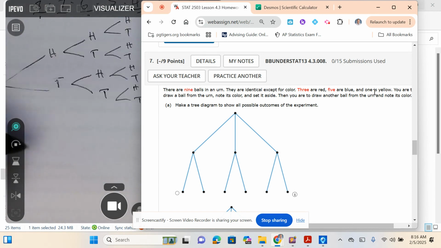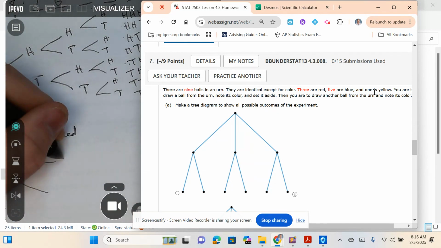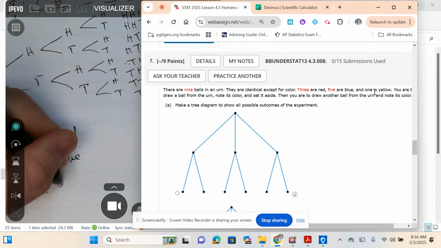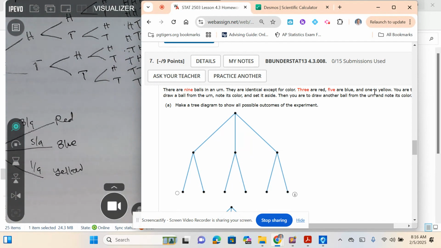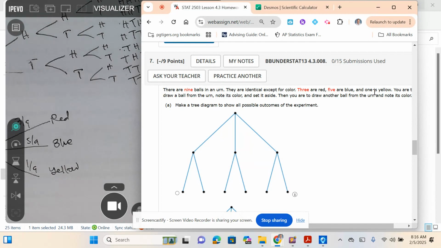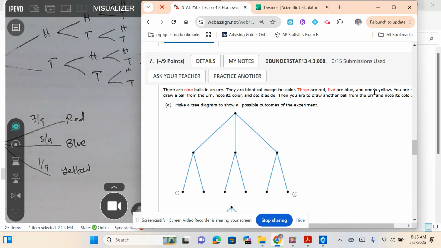So I've got 3 possibilities. Okay, so I'm going to draw this out. There's 3 red, so red. I've got 5 blue and 1 yellow. So I've got 3 red, so that would be 3 out of 9. 5 blue, so 5 out of 9, and yellow would be 1 out of 9. Okay, so that's where we start. Now next we're going to look at the red one.